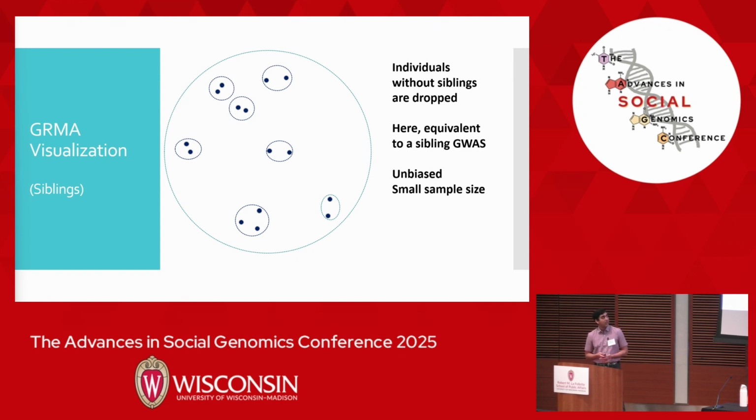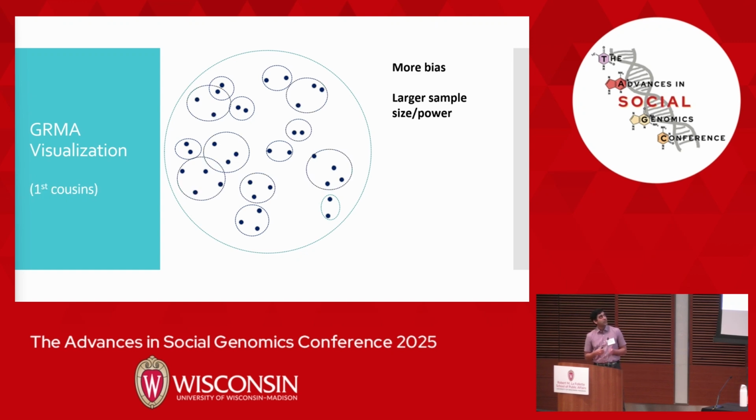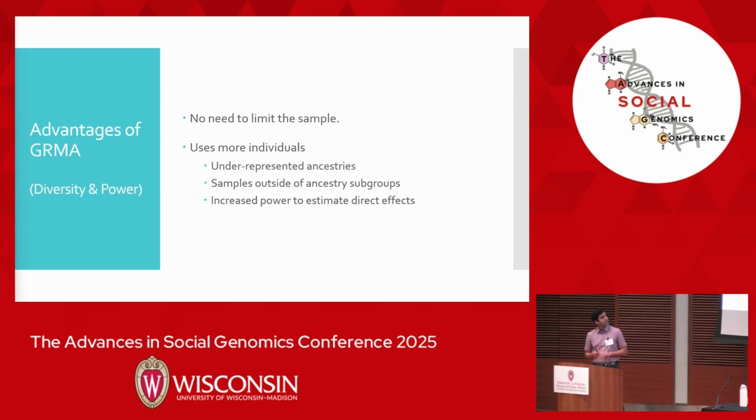size and low power. But with GRAMMA, you could relax the relatedness threshold, for example, to the level of third-degree relations, first cousins, for example. So as you can see, you have more relatedness groups and larger relatedness groups. And so although some bias is introduced into the estimates, you also end up with these larger sample sizes, and so you have more power. And that really shows you the advantages of GRAMMA.